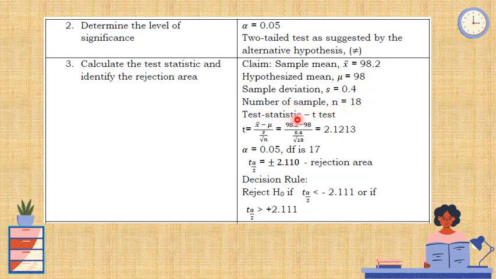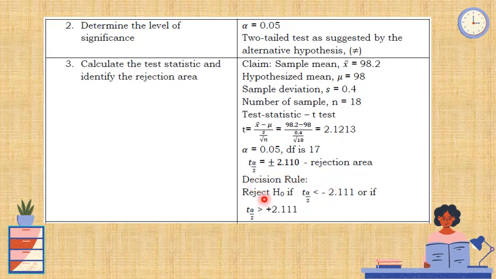So, again, the test statistic that we will use is the t-test because our sample size is less than 30. Same procedure, substitute the values, we will get 2.1213. Our alpha is 0.05, the DF is 17. So, 18 minus 1, this is 17. When you look at the table, the t-value is plus minus 2.110. So, this is our rejection area, or these are the two critical values.